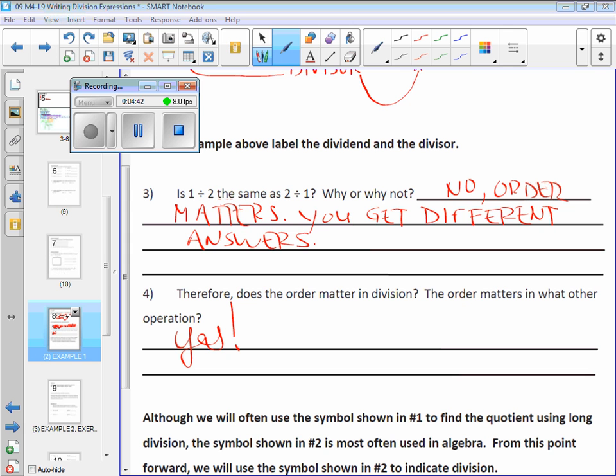What other operation does order matter? Subtraction. Yes, subtraction. 1 minus 2 would not be the same as 2 minus 1.